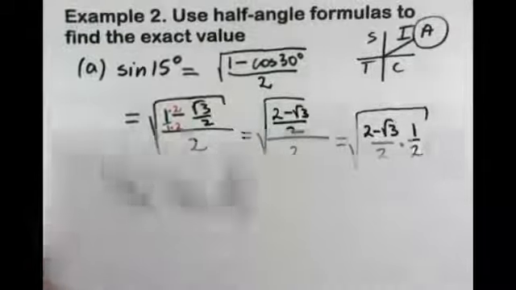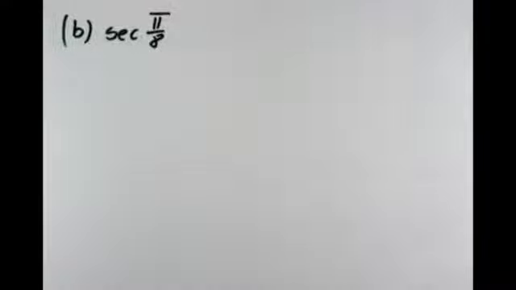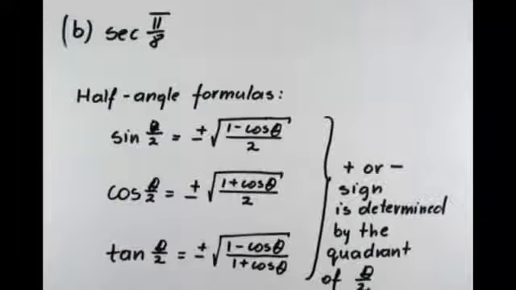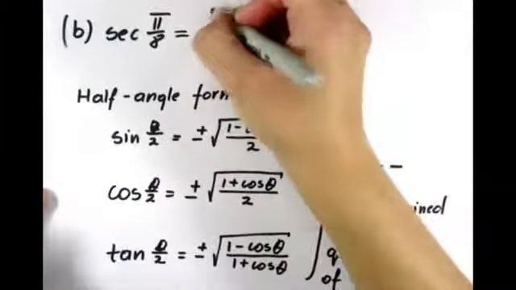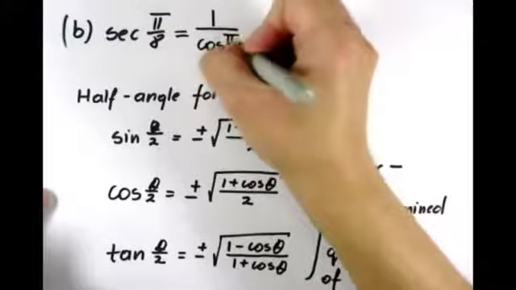Example B. Find the exact value using the half angle formulae. So in that case I have secant pi over 8. If I look into my half angle formulae, I don't have secant, so we need to change secant. We know that secant is 1 over cos. So this one is 1 over cos pi over 8.